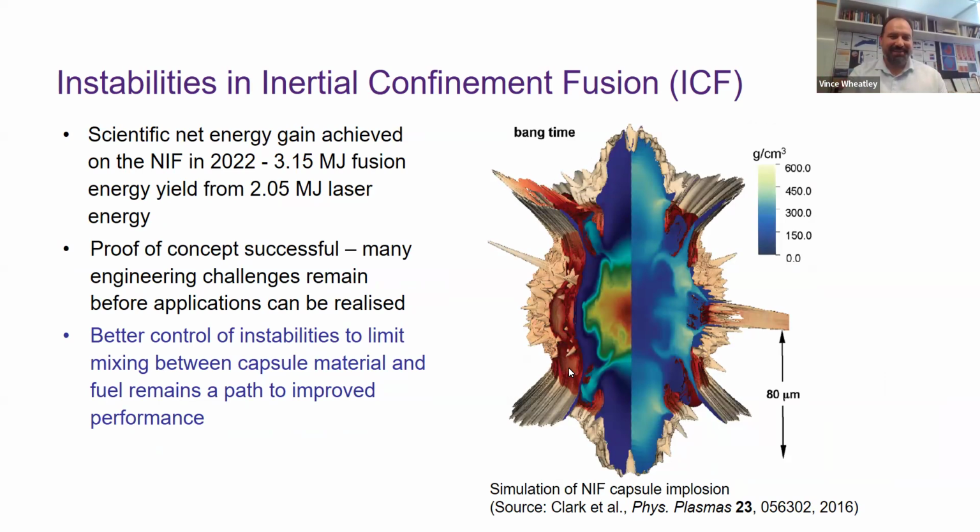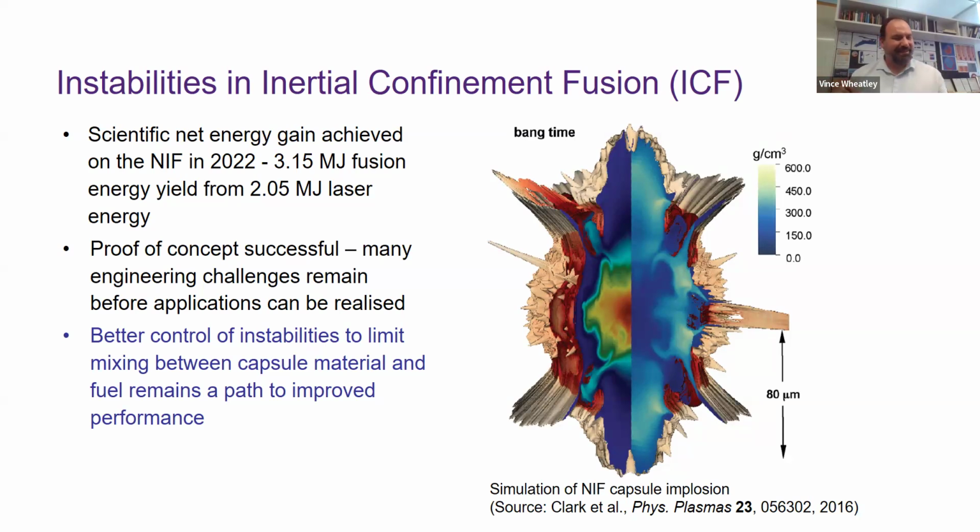Now, improvements were made. The laser drive symmetry was improved. They switched to making diamond capsules with even smaller initial perturbation size, and they also changed the timing of the laser energy pulses. And all of this resulted in the massive breakthrough of net scientific energy gain from inertial confinement fusion. So in late 2022, more fusion energy was generated in an implosion than the amount of laser energy that it took to drive it.